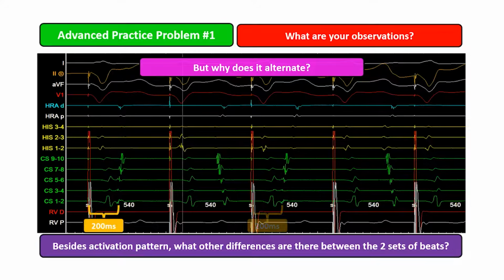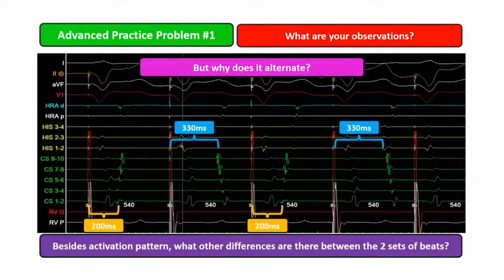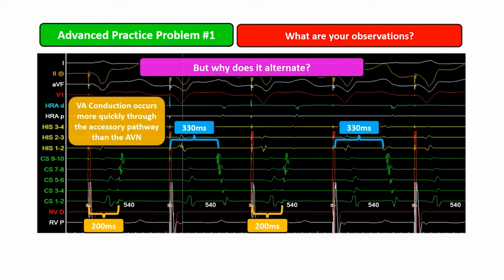Well, looking here on the beats using an accessory pathway, we can see that our time from our ventricular pacing to our earliest atrial activation occurs at 200 milliseconds. And here on the third and fourth beats, we can actually see that the beats where the AV node is used for retrograde conduction actually take a longer time, 330 milliseconds. What can we conclude from that? Well, the first thing we can conclude is that VA conduction occurs more quickly through the accessory pathway than the AV node.